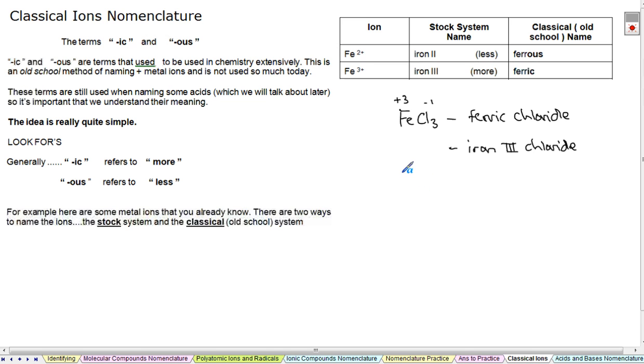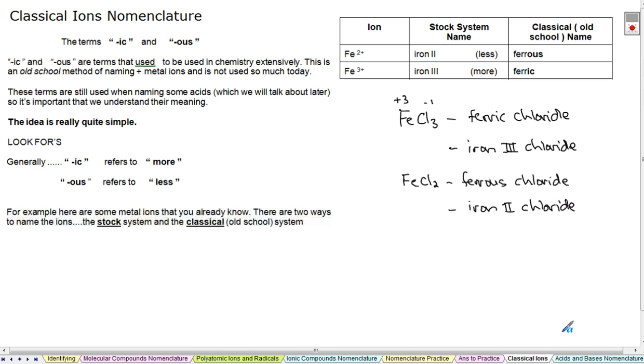Simple. Now, if we have FeCl2, that would be ferrous chloride, or iron 2 chloride. Alright, so you will have to know of this. You won't see a lot of it in our class, but you will have to know this system, because it is used in some books and on some labels of compounds that are shipped out, and so you might see this in a lab.